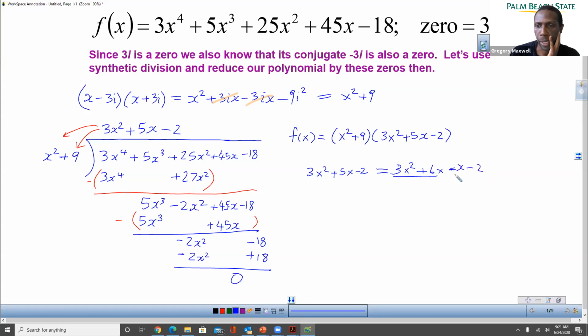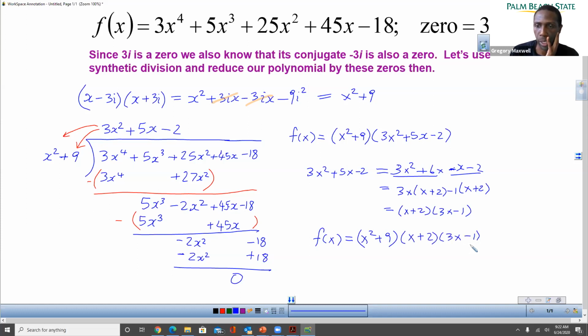Which you then factor by grouping. And then you get 3x times x plus 2 minus 1 times x plus 2. And that gives us x plus 2 multiplied by 3x minus 1. And that's how we get f of x is equal to x squared plus 9 times x plus 2 times 3x minus 1.